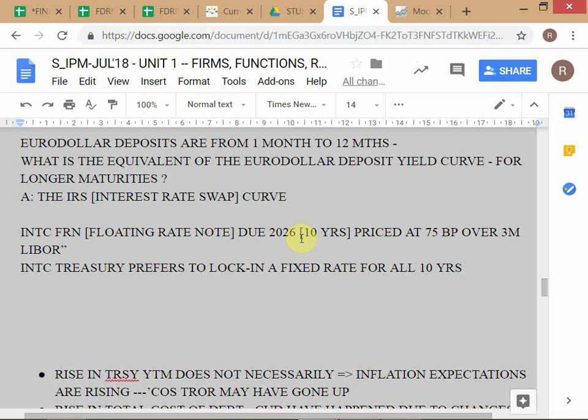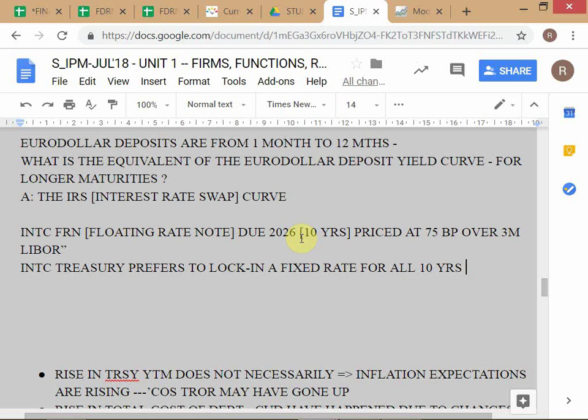That Intel has just raised money through the debt capital markets by issuing an FRN for 10 years at 75 basis points over LIBOR, but they are not comfortable being exposed to a floating rate, because 3-month LIBOR is going to get fixed every 3 months. So if interest rates start rising after 2-3 years, they might find that they are in hot water. Okay, so what they want to do as a risk management problem is lock in this entire cost of borrowing for this loan for 10 years. They want to lock into a fixed rate.